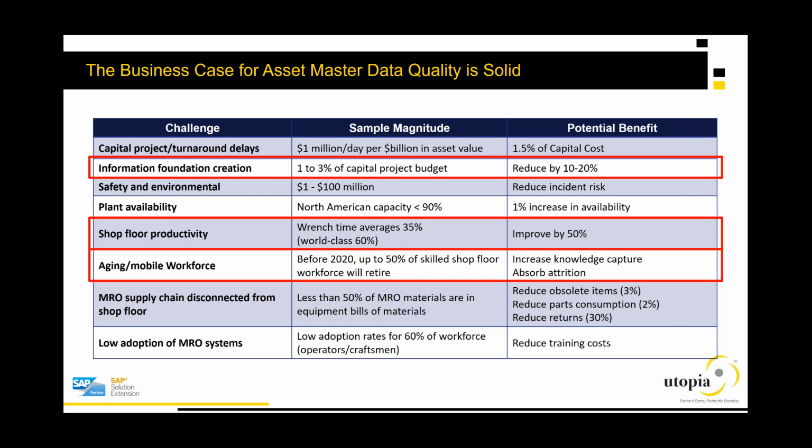So the sorts of things that we're going to talk about today are around the information foundation creation, around the capital project information handover, what you can do to actually help improve wrench time by making sure that your systems and the information in your different systems are synchronized, and also what can be done to actually address the issue of the aging and mobile workforce.